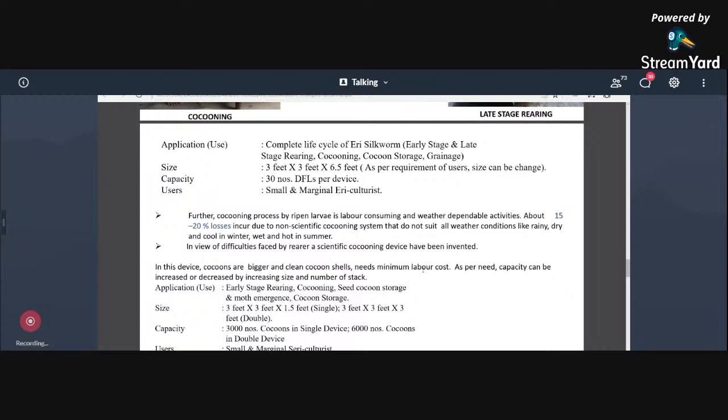So in view of this, under this DST SEED sponsored project, I have developed a cocooning device also. This cocooning device is scientifically very good because the cocoons are bigger in comparison to the traditional ones, and clean, and it needs minimum labor cost. It is very easy to harvest and to arrange the systems. As per need, capacity can be changed. Besides cocooning, this system can also be used for early stage rearing, seed cocoon storage, moth emergence, and cocoon storage. A 3 feet by 3 feet by 1.5 feet single cocooning device will accommodate 3,000 Arakan larvae. And if it is made double or triple, we can increase the capacity.